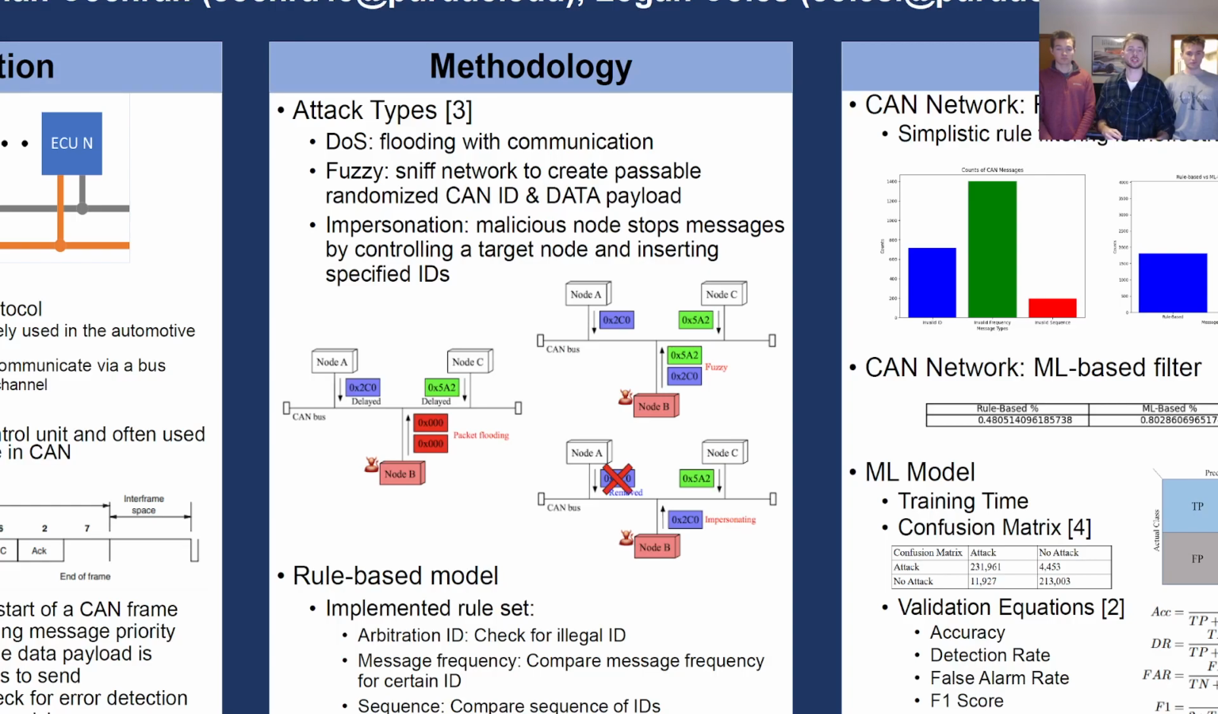The next method is the impersonation method, where a malicious node will stop messages that are being sent from one node and then copy those messages with whatever else it wants to include in it, and insert those messages back into the network and send those on to a target ECU.